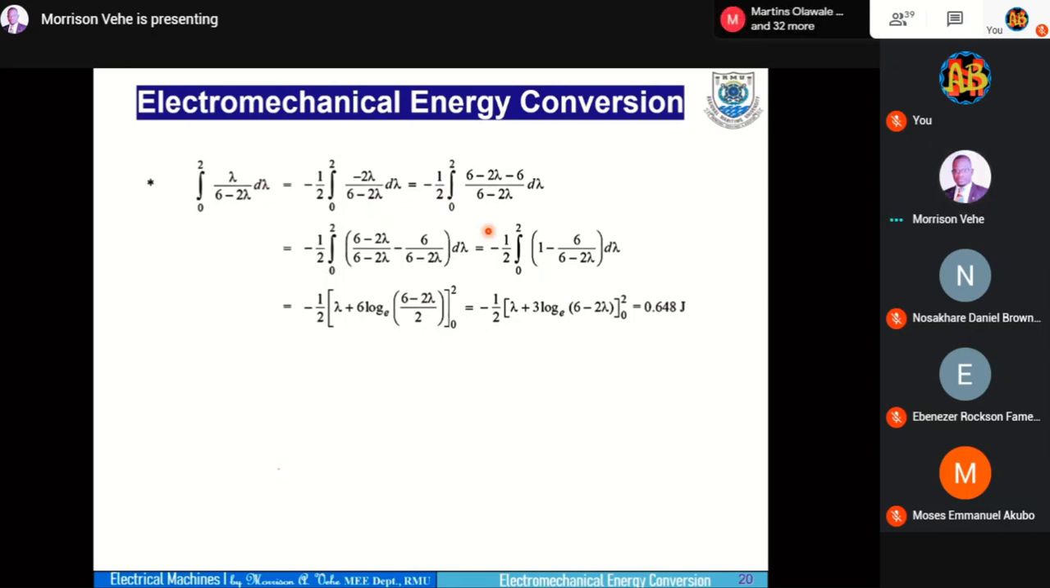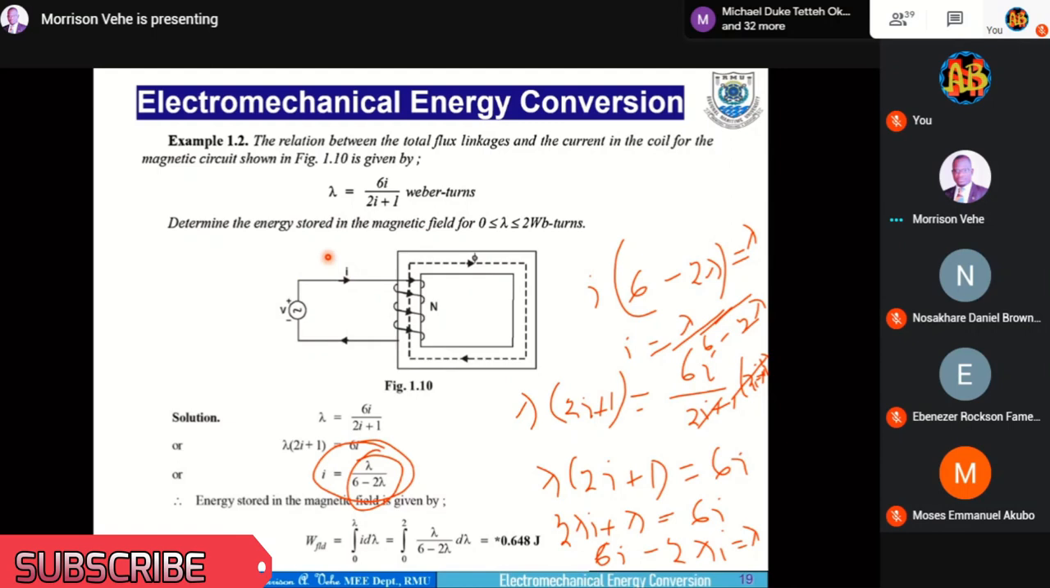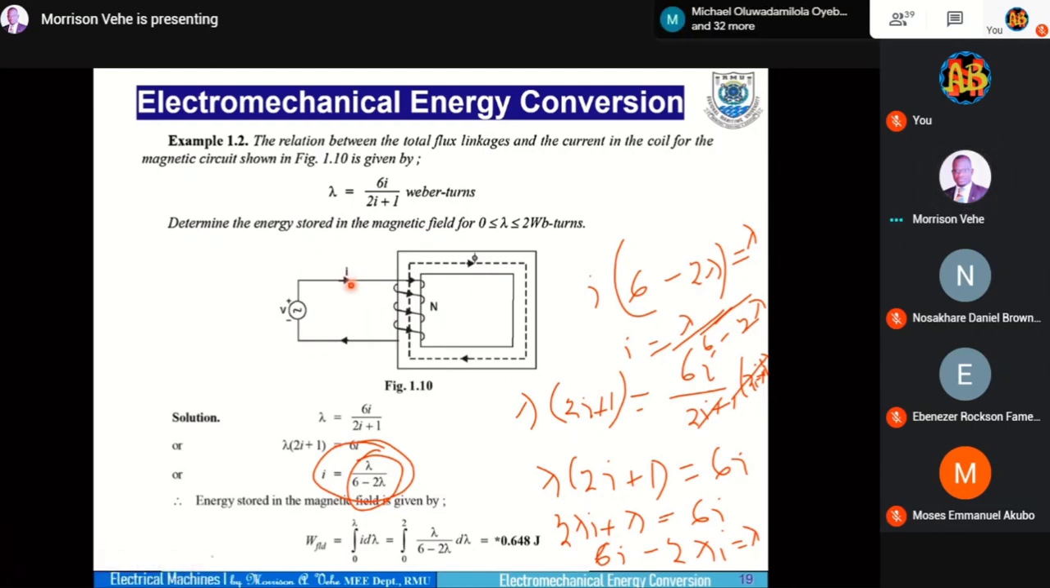It is just trying to understand how the source gave rise to some currently produced flux. That is happening in the electrical system, and the flux is produced in the core, by so doing you will get some work done, some force will be established, and you can also talk about energy that is being stored in the system. So that is the concept of this whole electromechanical thing.